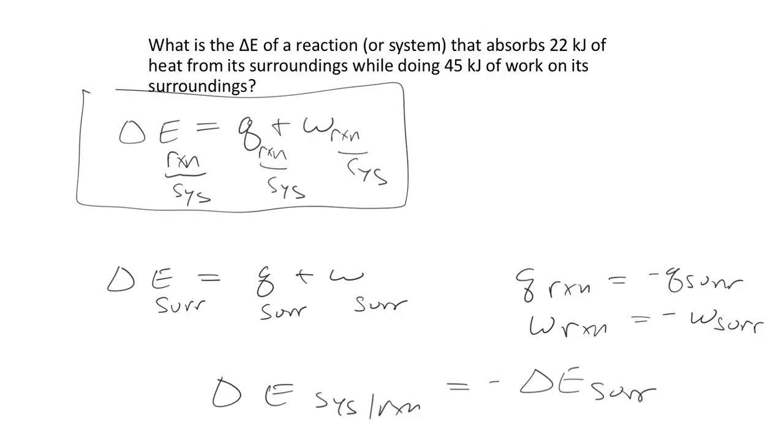And so the delta E we're going to calculate for our reaction would be the Q of the reaction plus the W of the reaction. Now a reaction that absorbs 22 kilojoules of heat, absorbing heat is upward. So the Q of the reaction is positive, and so the Q of the reaction would be plus 22 kJ. And then the W of the reaction, from what we're told, is that it does 45 kilojoules of work on the surroundings. Doing work on the surroundings is negative work. And so the W of the reaction here is going to be negative 45 kilojoules.